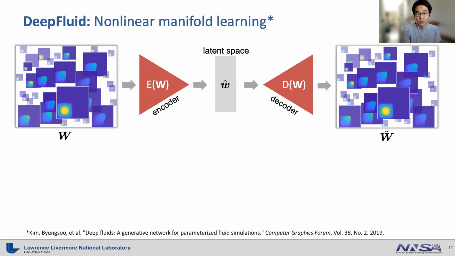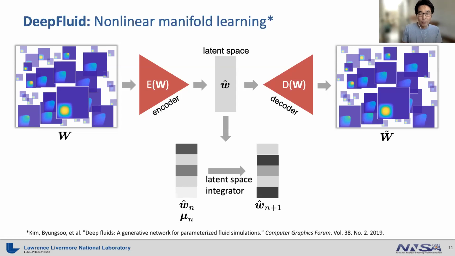The next black box approach I would like to introduce is DeepFluid, where the nonlinear manifold learning algorithm, that is the autoencoder, is used for compression and decompression of the solution data W instead of the linear subspace reduction method, which is the POD. In the autoencoder, the encoder compresses the input data to latent space, and the decoder decompresses the latent space data to obtain an approximate solution. The overall autoencoder parameters are trained by minimizing the difference between the input and the outputs.